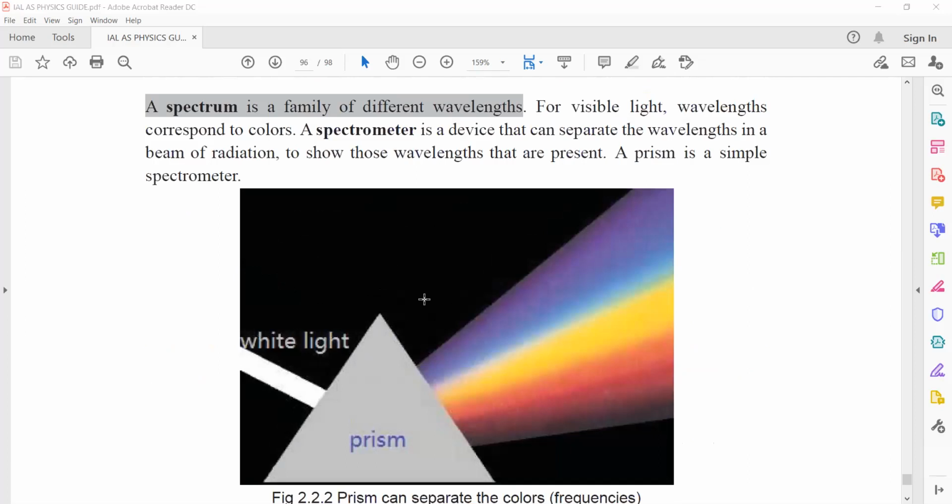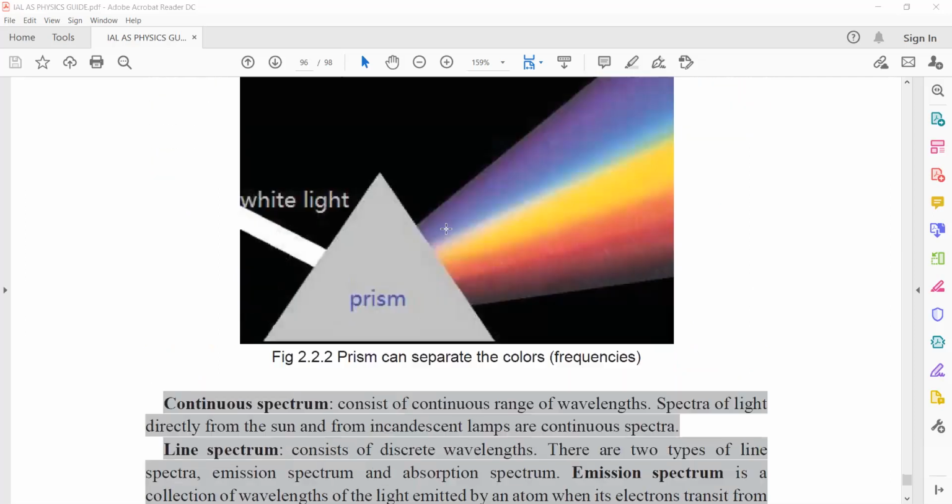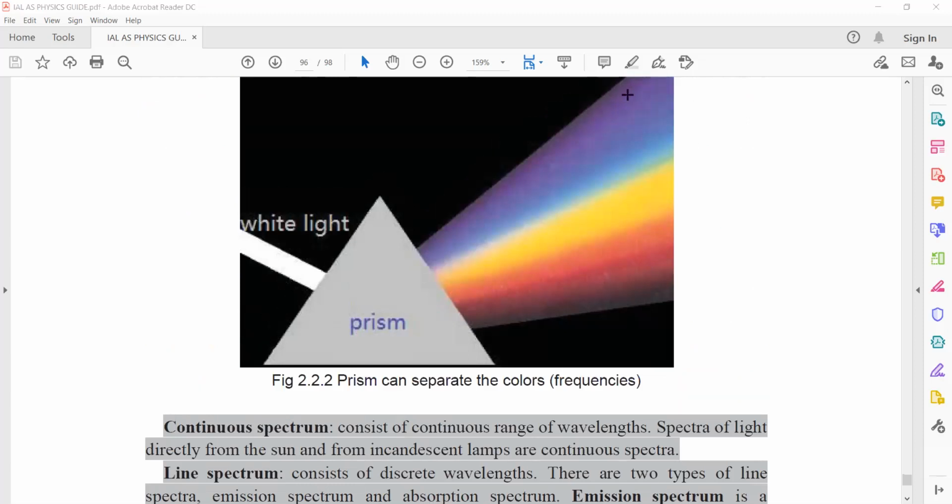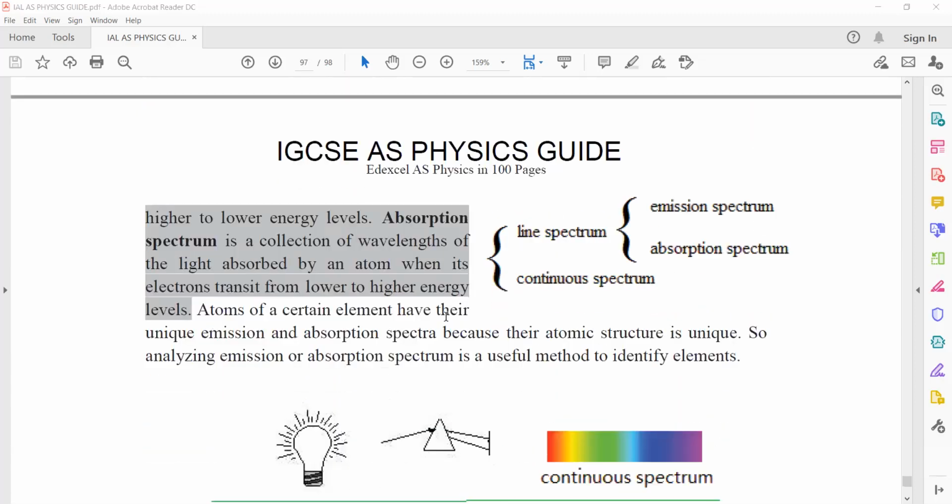So white light means a family of different wavelengths, and we use a spectrometer. When you see all the colors or a combination of colors, this is called a continuous spectrum, not line, continuous spectrum. But what is a line spectrum? There's a picture I will show.